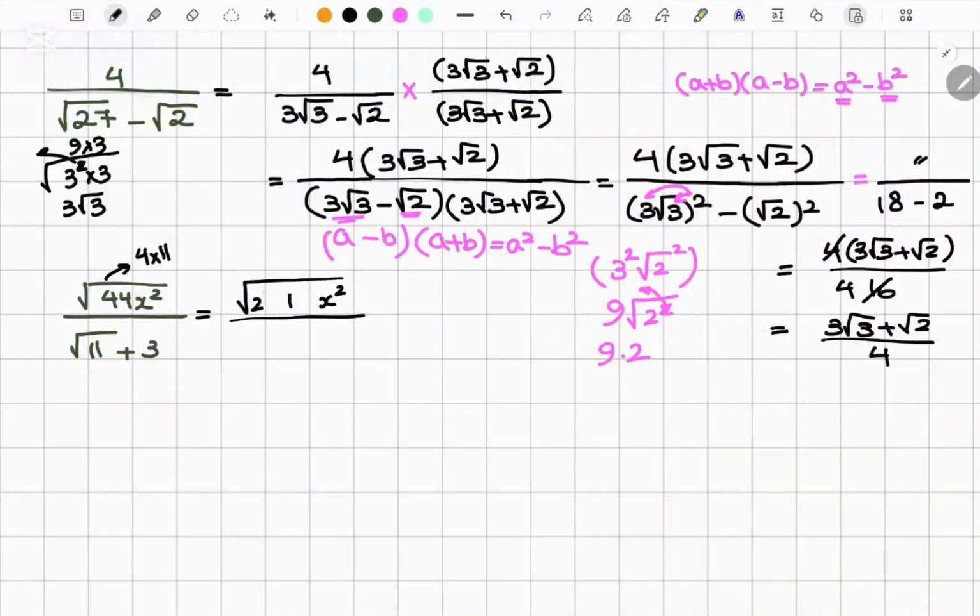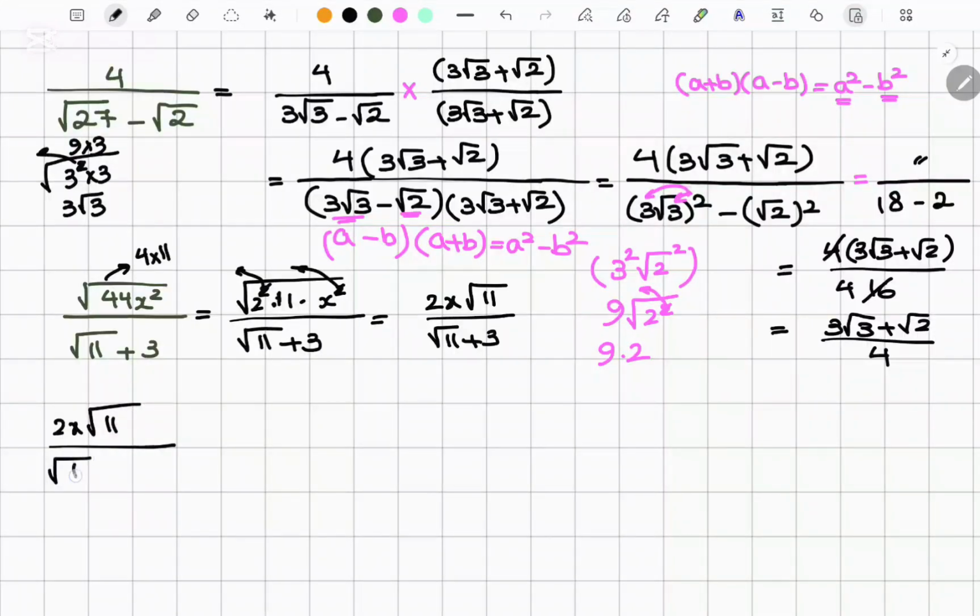So 2 to the power of 2 times 11 times x2, over radical 11 plus 3, okay? So this is going to pay and come out. So this will pay and come out, and this will pay and come out. So it's going to be 2x radical 11 over radical 11 plus 3. As you can see, you're going to end up with a radical in the denominator. So what you're going to do is that you have to get rid of it by making the special case.